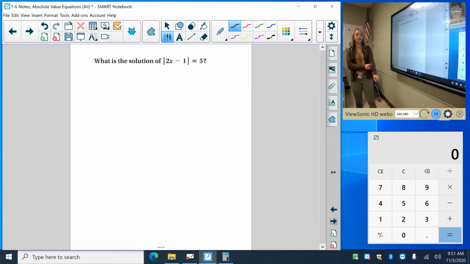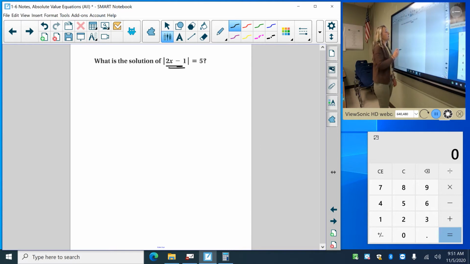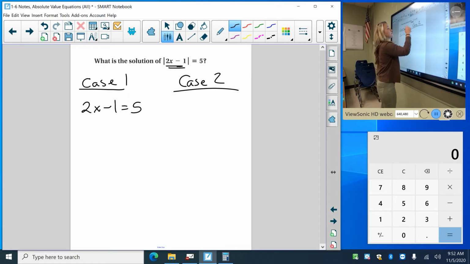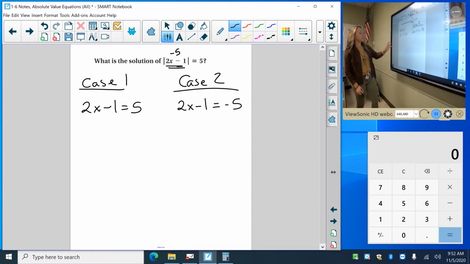So, solving an absolute value equation. Basically what I have to know is that everything on the inside, I can have case 1, 2x minus 1 equal 5. If 2x minus 1 equals 5, this equation would be true. However, case 2, if 2x minus 1 equals negative 5, if I could plug in negative 5 in there and then measure the distance, it would also be true. So I have 2x minus 1 equals negative 5. Now let's just solve both equations.